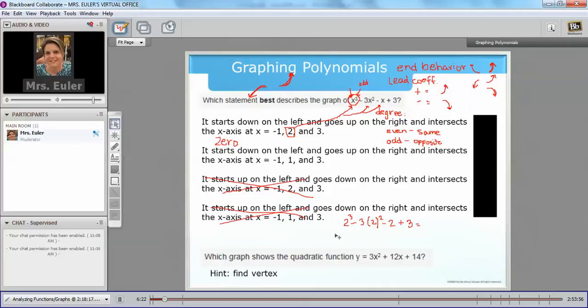Exponents first. 2 to the 3rd power is 8. 2 squared is 4, and then I'm going to multiply it by 3. So that gives me 12. Minus 2 plus 3. And then 8 minus 12 is negative 4, minus 2 plus 3 is negative 3 as our answer, which is not 0. Remember, we wanted it to equal 0 if it's going to be a point on our x-axis. So we know this is not the correct answer.